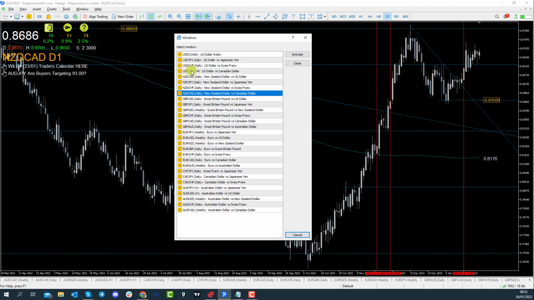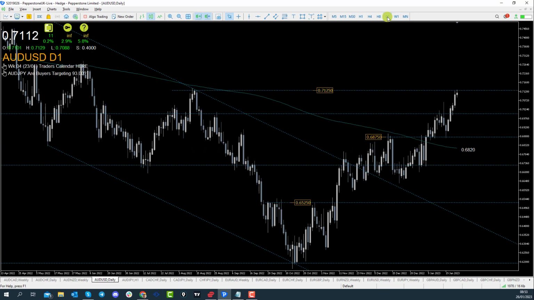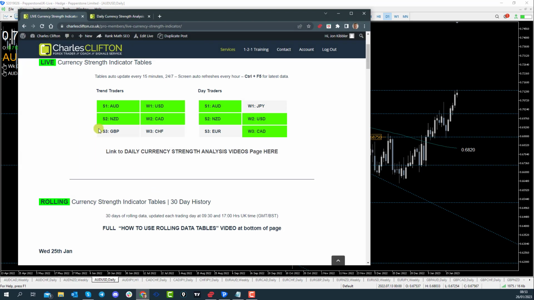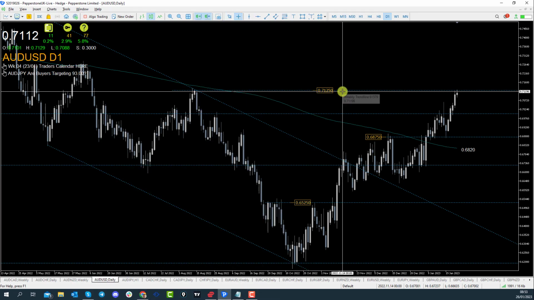One chart I am going to move over to as well is Aussie US dollar. We have featured Aussie US dollar most recently as well in one of our videos, and we were looking to see if price could trade up to the 0.7125. Now if I go back to the tables, you can see that it tops the trend traders. Aussie tops the day traders, but dollar is at W2. But most importantly is that we're at this key area of resistance now.